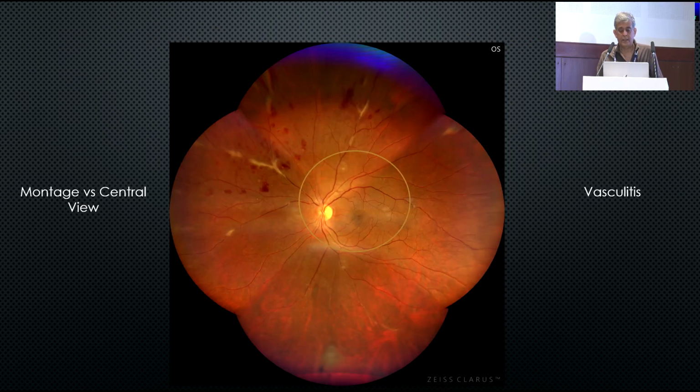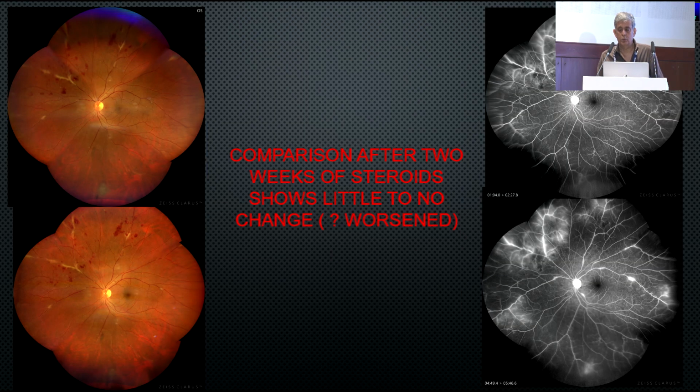Here's a patient of vasculitis, and here we had to use fluorescent angiography to monitor her again and again because we wanted to see the image, to see whether she improved. And she did not improve with oral steroids. She finally improved only with Ozurdex.